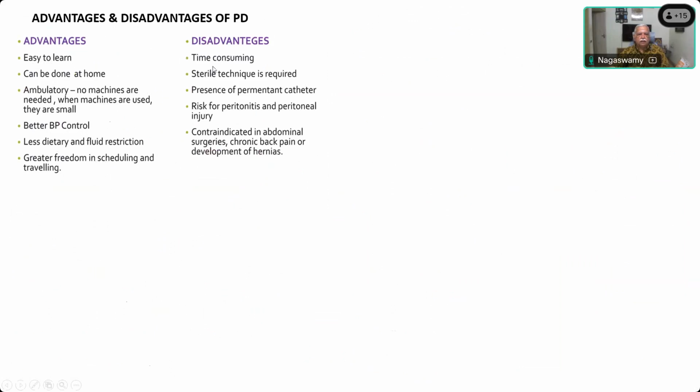And the disadvantage, it is time consuming. And sterile techniques are very much required. Otherwise, the chances of peritoneal infection are very high. And we should have the catheter permanently. The risk of peritonitis is there, contraindicated in abdominal surgery.